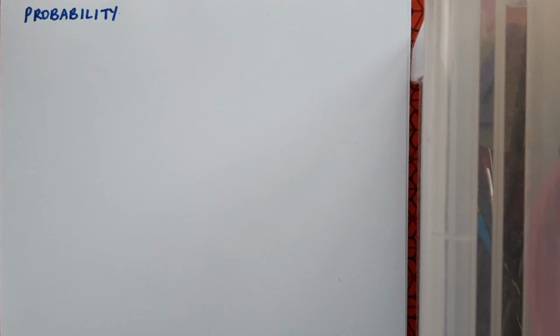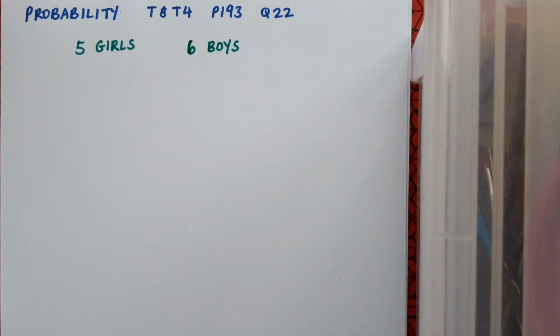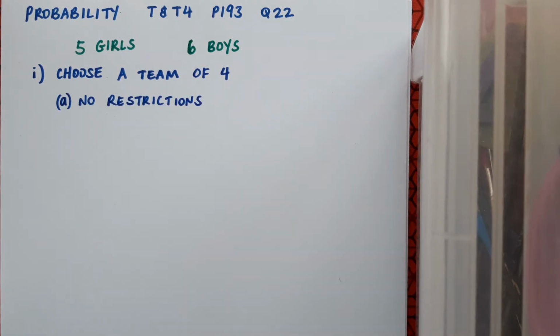This video on probability is a solution video for text and test 4, page 193, question 22. In this question we have 5 girls and 6 boys, and in part 1 we want to choose a team of 4. Part A has no restrictions, so I want to calculate how many different ways I can choose 4 people from this larger group. Pause the video here, give this a shot yourself and then see what you get.